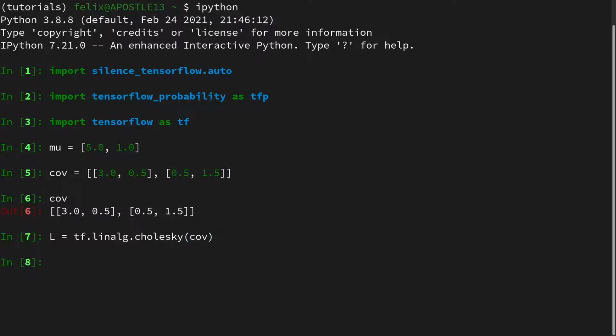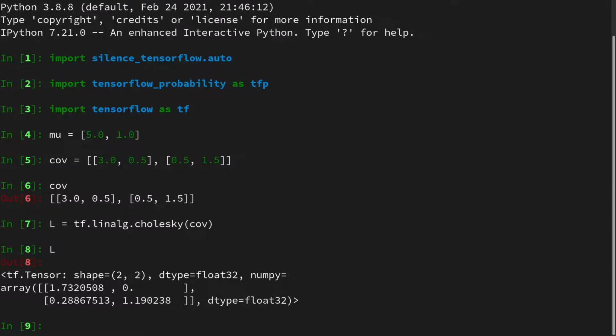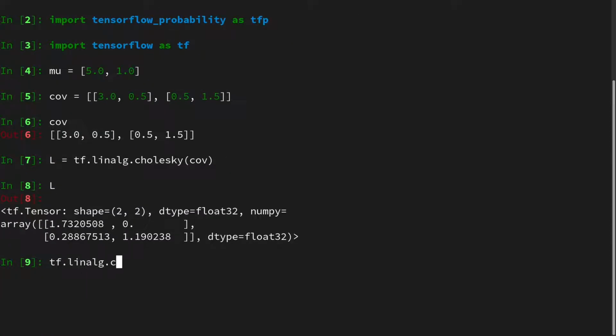If it would raise an error, then most certainly the reason is that our matrix is not symmetric positive definite. And we can look at L, and we see it is a lower triangular matrix, so it does not have any upper diagonal elements anymore. And this is what we will also be using in order to define our multivariate normal. But before we go there, let us first check how the Cholesky decomposition raises an error. And for this, we do tf.linalg.cholesky.